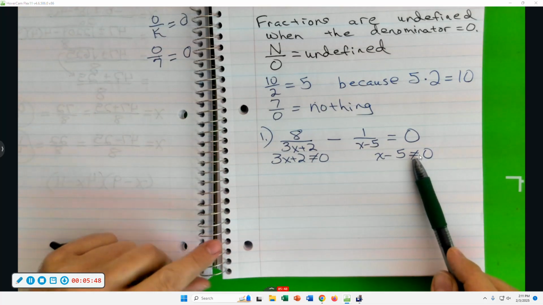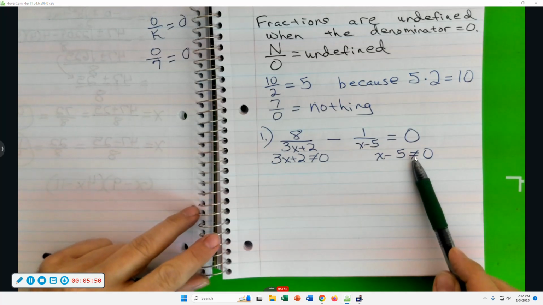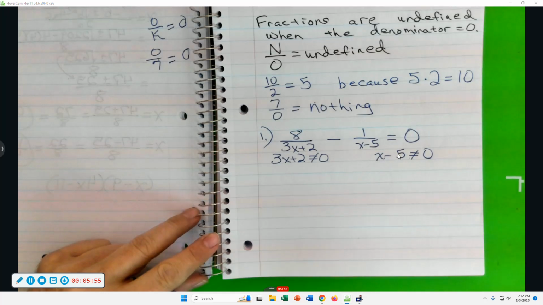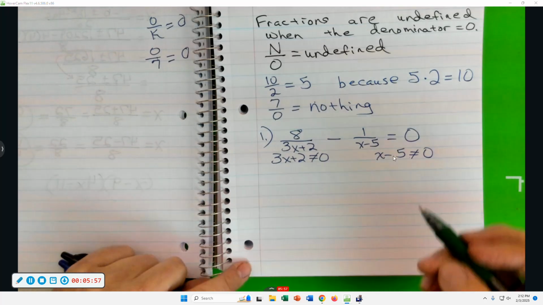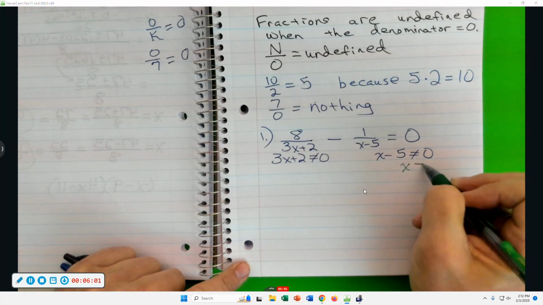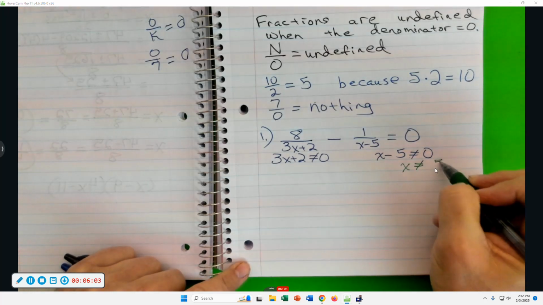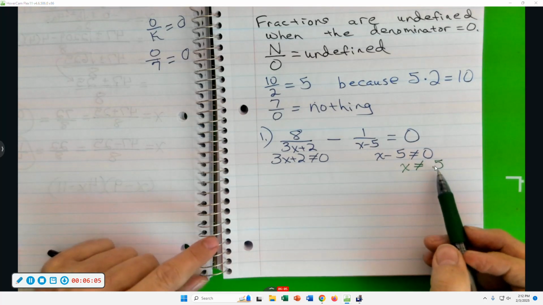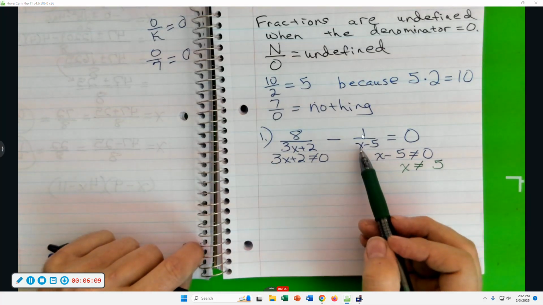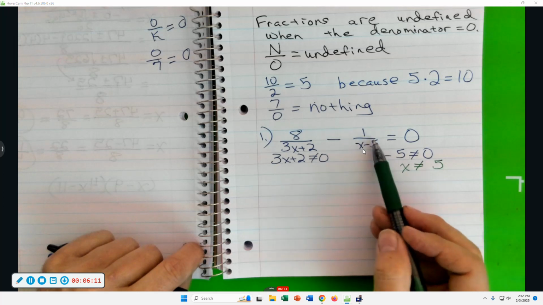Treat that not equal to as if it were just an equal sign. You want to get x by itself, what are you going to do? Move the 5 to the other side. That minus 5 is going to become a plus 5. So x can't equal 5. You can't plug in a 5. If you try to plug in a 5 here, you're going to get 1 over what number?